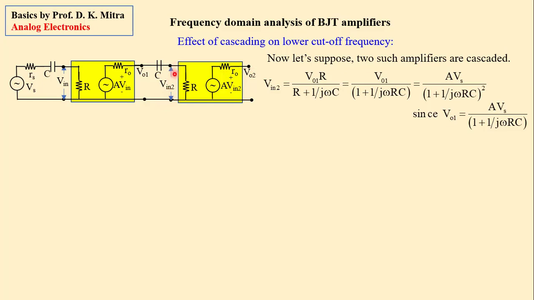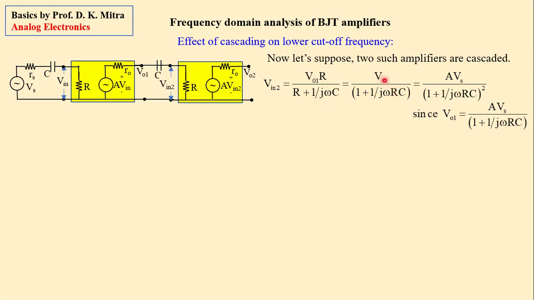Now, the input of the second stage is this voltage VO1, and this is the potential divider. So VIN2 is VO1 multiplied by R divided by R plus 1 upon j omega C. If you cancel R in the numerator and denominator, it becomes VO1 divided by 1 plus 1 upon j omega RC. Right?